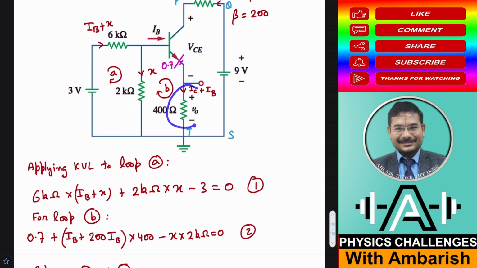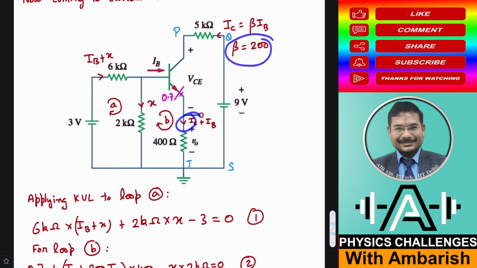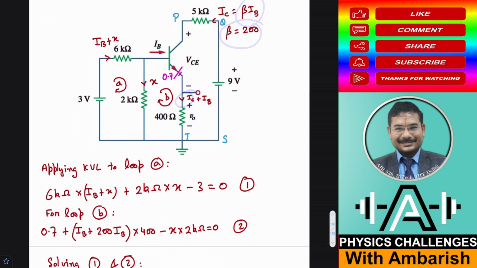So this is IC plus IB. Okay, and IC is nothing but beta times IB, right? So I have directly written, instead of IC plus IB, IB plus beta IB into 400. Okay, so this one is (IB + beta IB) into 400 ohm, and then you go back here and you are going against the flow of current, so minus X into 2 kilo ohm for this one. Okay, and this is equal to 0 again.